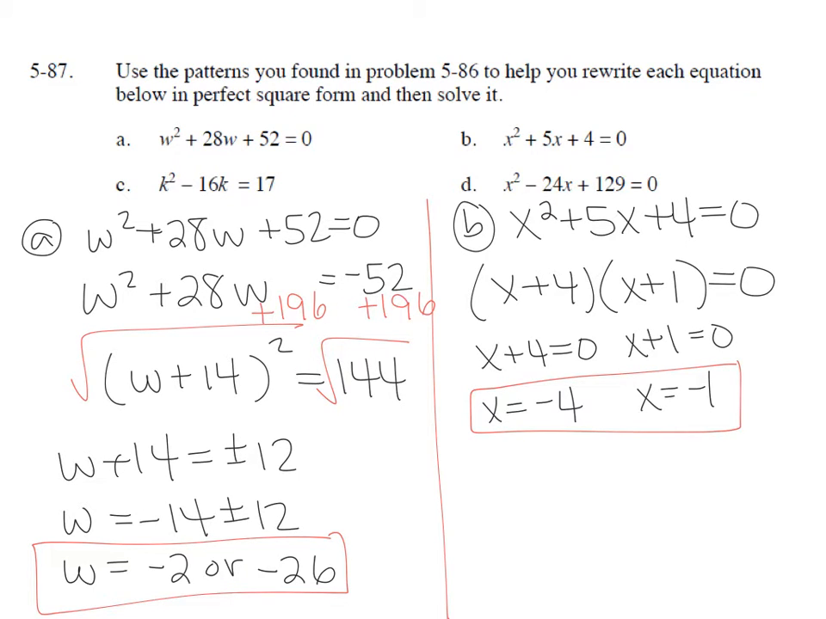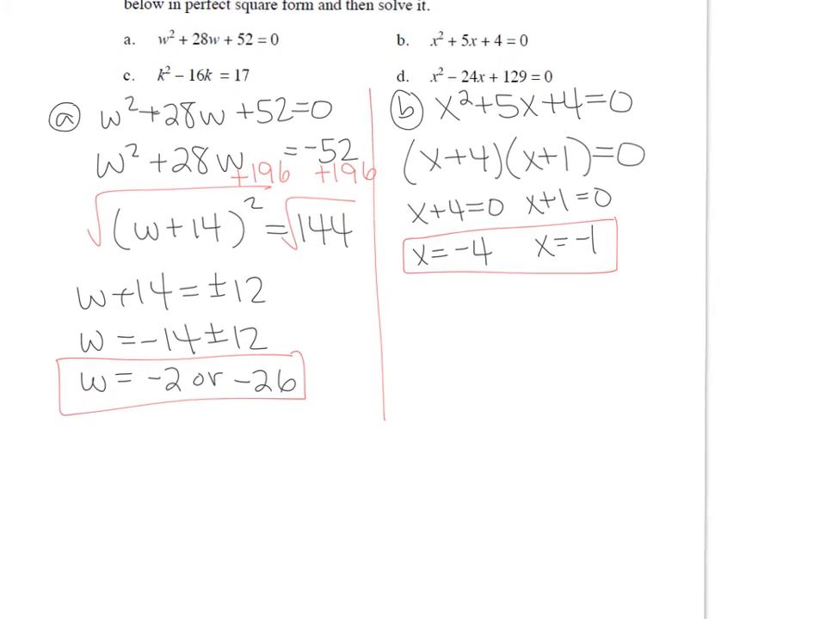And that would have been the same exact thing you get from completing the square. Now, what's really nice about completing the square is that it works for everything. Factoring doesn't work for everything. And actually for part A, factoring would have worked for that one as well. What two things multiply to 52 and add to 28? It would have been 2 and 26. But that's okay. All right.